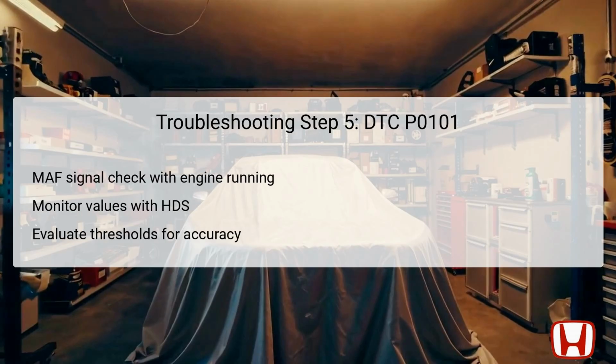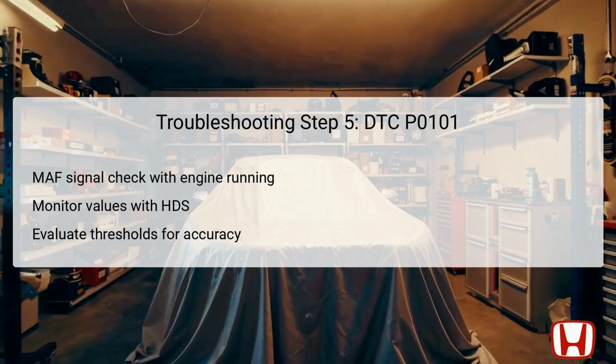In the fifth step, a live analysis of the MAF sensor signal is taken when the engine is running. Start by bringing the engine to idle, and then utilize the HDS to observe the parameters. The focus is again on the Hertz, Hz, values, which should align with the range of 520 to 10,000 Hertz.